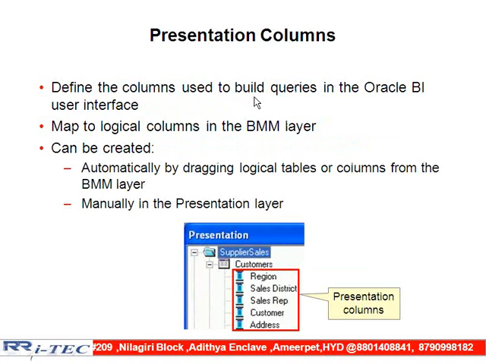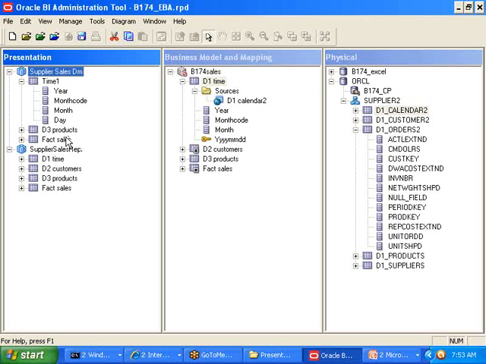Presentation columns define the columns used to build queries in the Oracle user interface. They map to logical columns in the BMM layer. Each and every presentation column must be mapped with what, sir? Only one. Very important point. I am saying not one to many. It is only one logical column in the BMM layer.